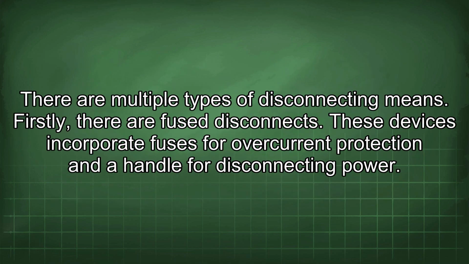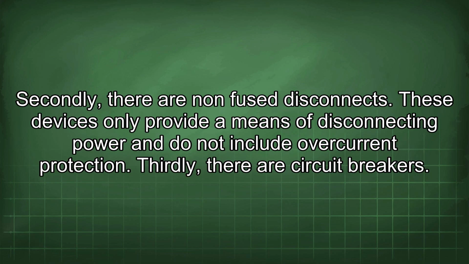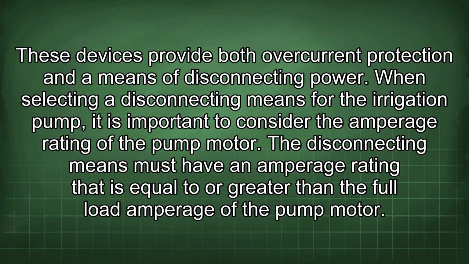It is important to prioritize safety and compliance when designing and installing electrical systems. There are multiple types of disconnecting means. Firstly, there are fuse disconnects. These devices incorporate fuses for overcurrent protection and a handle for disconnecting power. Secondly, there are non-fuse disconnects. These devices only provide a means of disconnecting power and do not include overcurrent protection. Thirdly, there are circuit breakers. These devices provide both overcurrent protection and a means of disconnecting power.